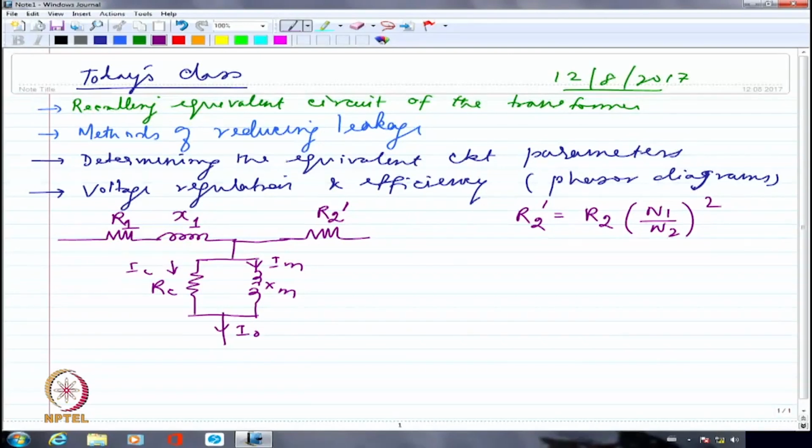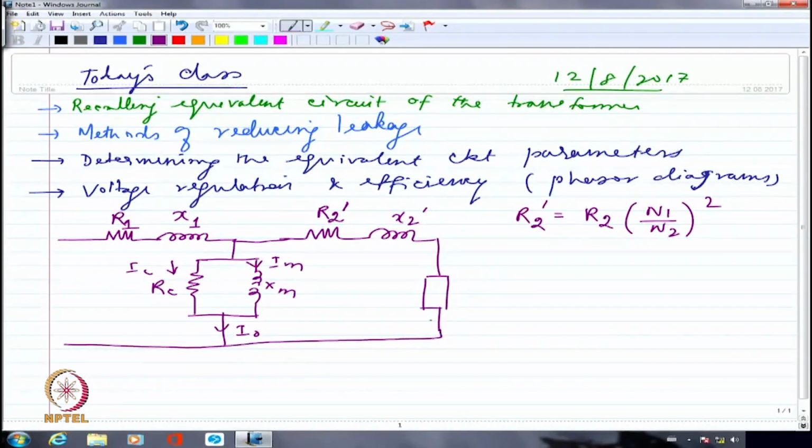And then I am going to have X2 dash, which is the leakage reactance of the secondary winding which is transferred over again to the primary side with the help of turns ratio. Now finally, I am going to have a load. And load, if I connect it directly, I would have called that as ZL. Now I am going to call that as ZL dash because I am transferring it over to the primary side again.